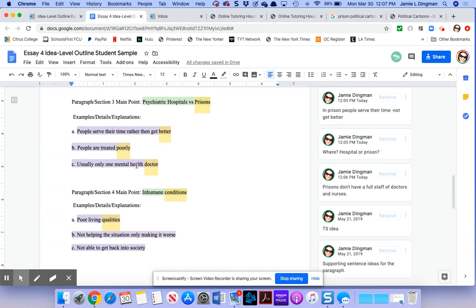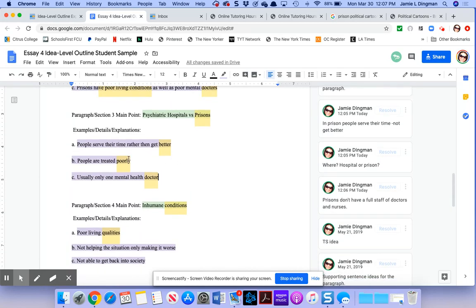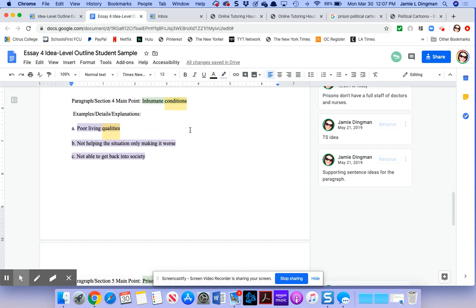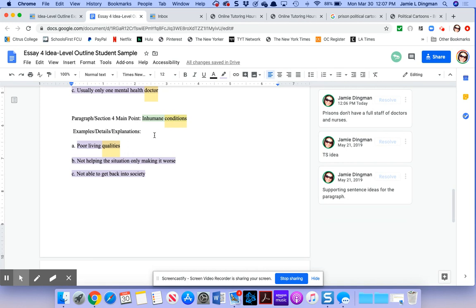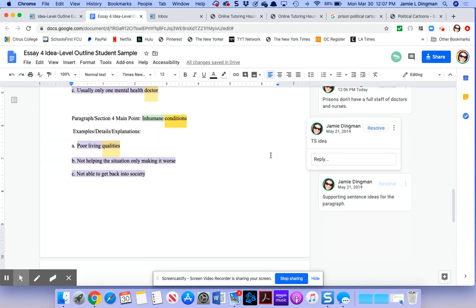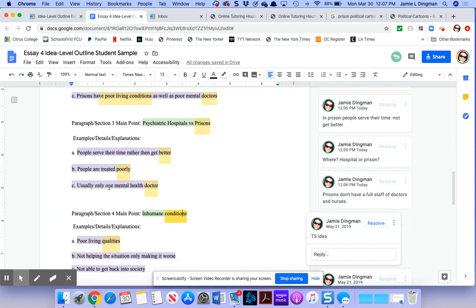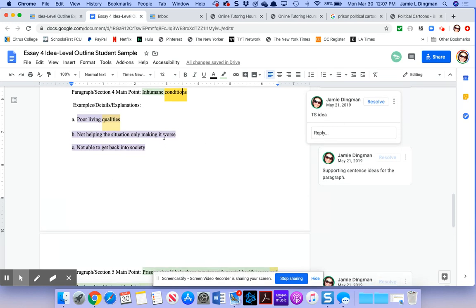And then lastly, obviously, if it's a hospital, specifically a psychiatric hospital or one that has a pretty big psychiatric unit, then they have more than one doctor treating the patients. So they're bringing up good points. They just need to make it a little bit clearer for themselves and for us, the reader. Okay, so then they get into the inhumane conditions, and again, I'm assuming that this is about prison, right? And so they're going to tell us about the poor living qualities, which is why I said it doesn't need to be talked about up here if it belongs in here.